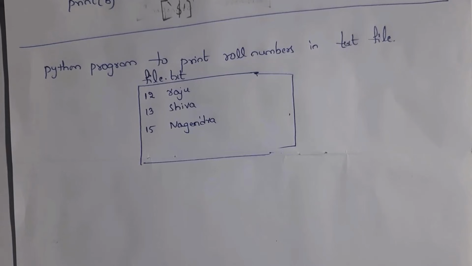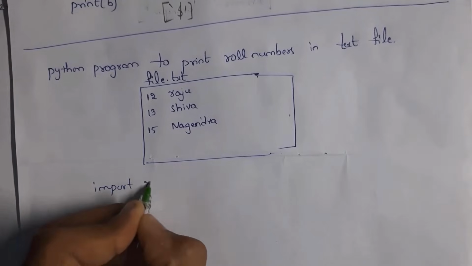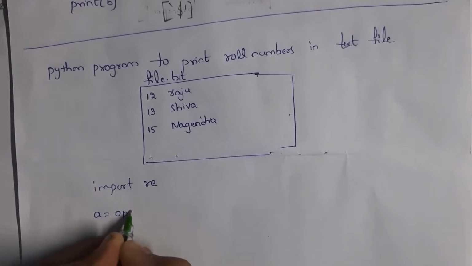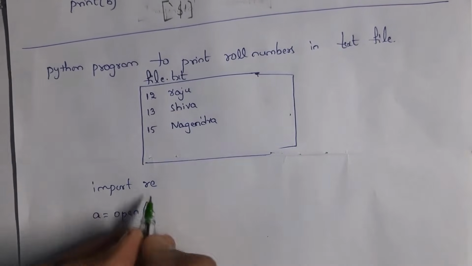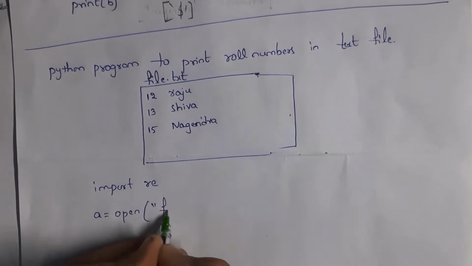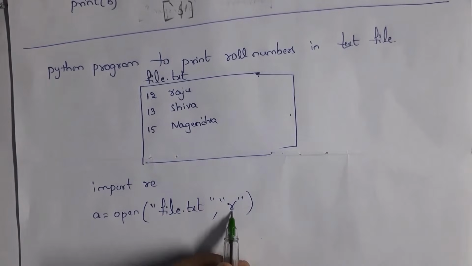So just write here, at first we need to import regular expression. So write here import re. Then open the file in read mode. By using the open function, we can open a file. The file name is file.txt. So inside double quotations write file.txt, comma, I want to read this file, so open this file in read mode.